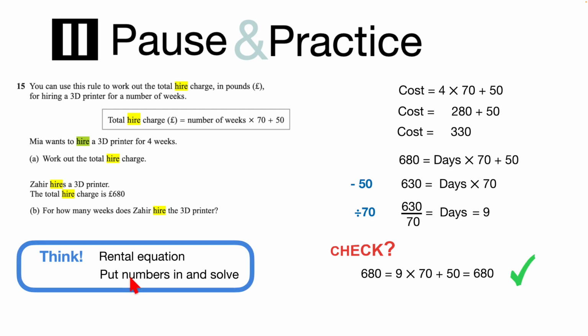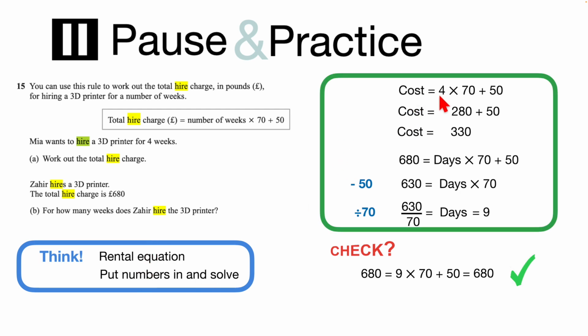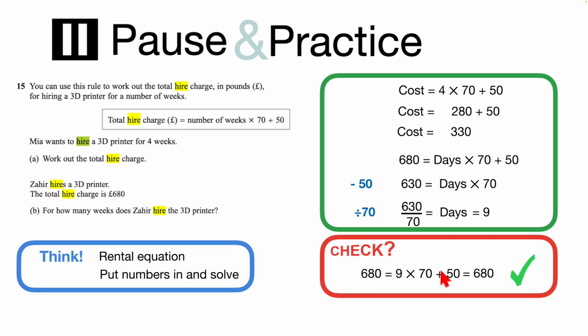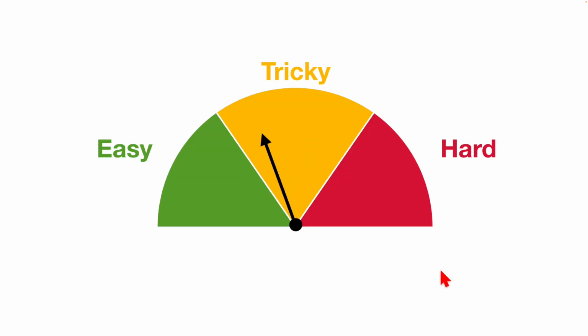So once again, I recognise that this is a rental equation. I put numbers in and solve it. This one I work out the cost by putting in days. This one I put in the weeks. This one I put in the total cost and then fumble around here calculating the number of days when it should be weeks. But I get the right answer. So I think that's a tricky question. I think it's easy now. Just focus on those equations.